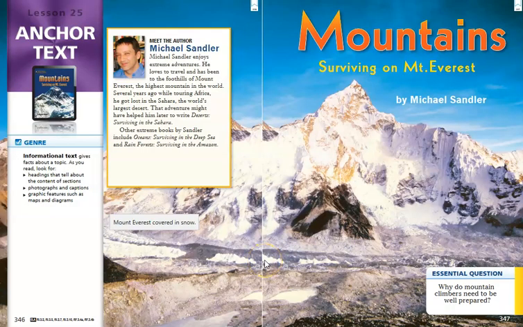Okay, we already know our genre is informational text, which is going to give us a lot of facts. So we're going to be looking for our headings. They tell us what each section's about. We're looking for our photographs and captions. Remember, the captions describe the photograph. And then we are also checking out those graphic features like the maps that show us where things are and the diagrams that give us a visual aid of what we're learning about.